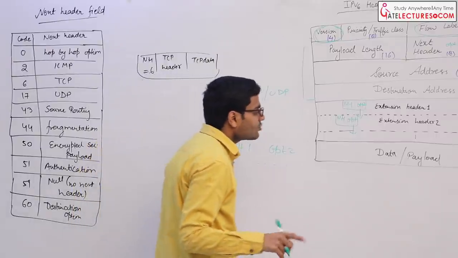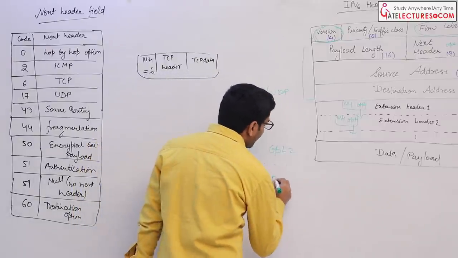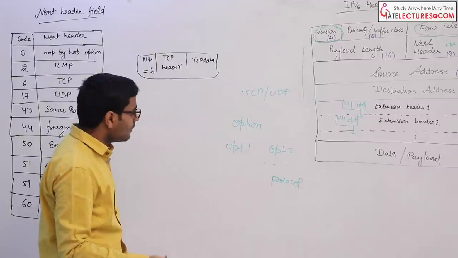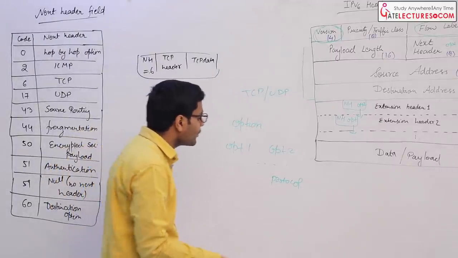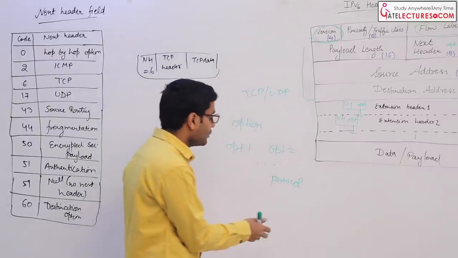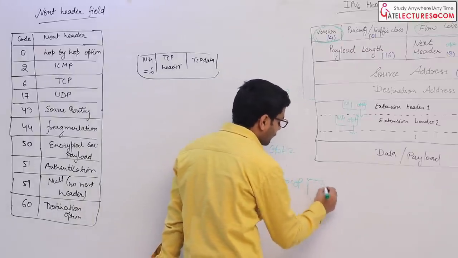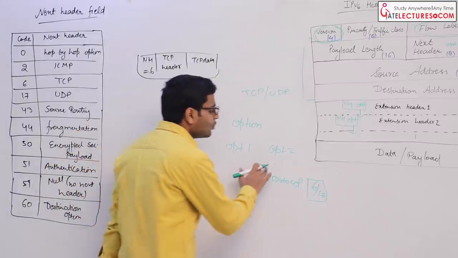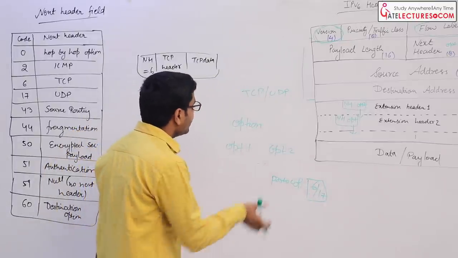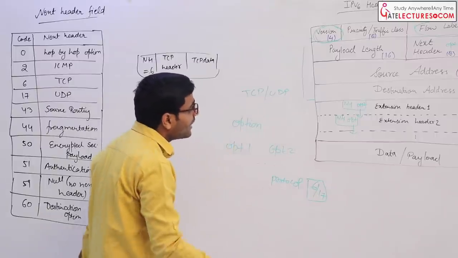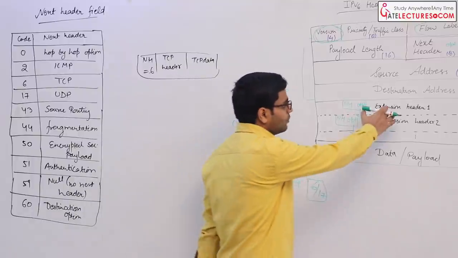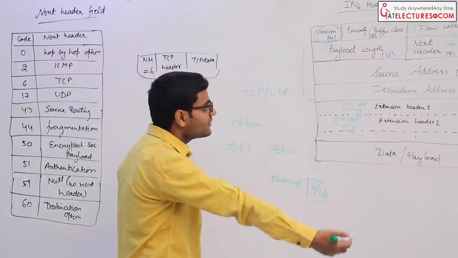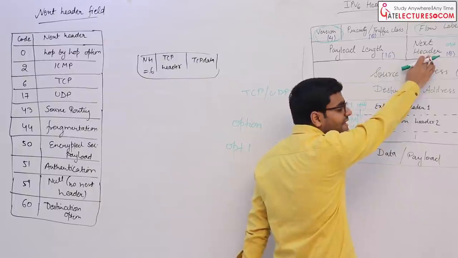So if you remember, in case of IPv4, we have a field called protocol, which has information about which transport layer protocol is used by this IPv4 packet. So if it is using TCP, this protocol field was 6. If it was UDP, the field was 17. But there is no need of a protocol field now, because the TCP and UDP headers, the transport layer header, is also considered as the extension header only. So if the TCP header or the UDP header is after this IPv6 packet, that information will be given by the next header field.